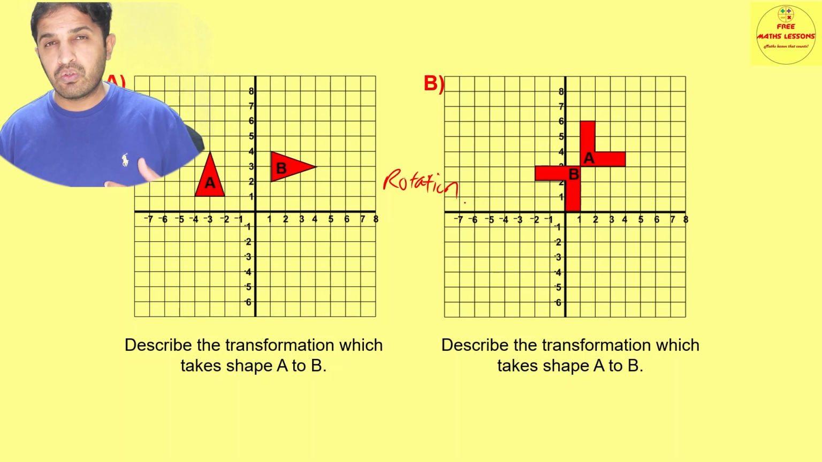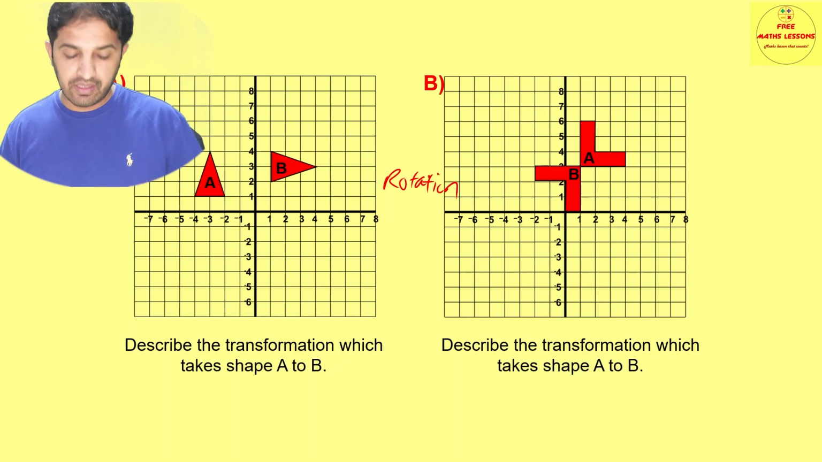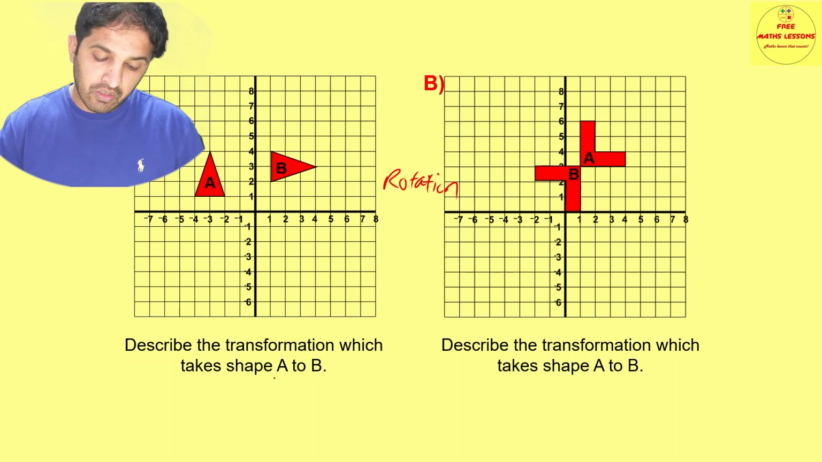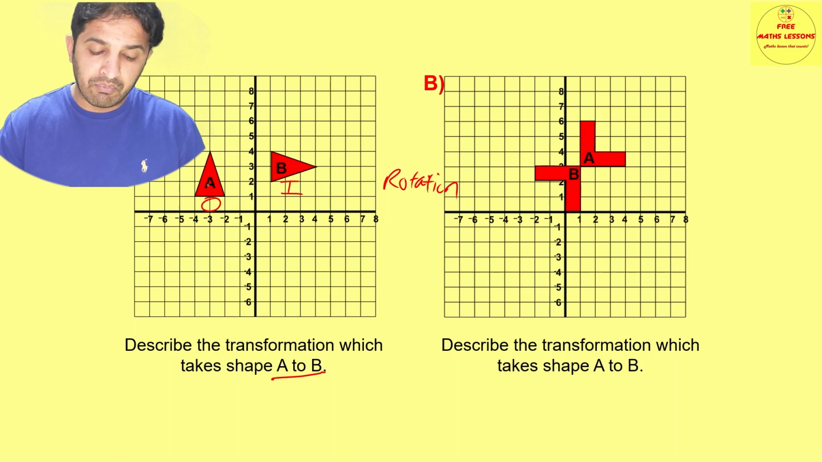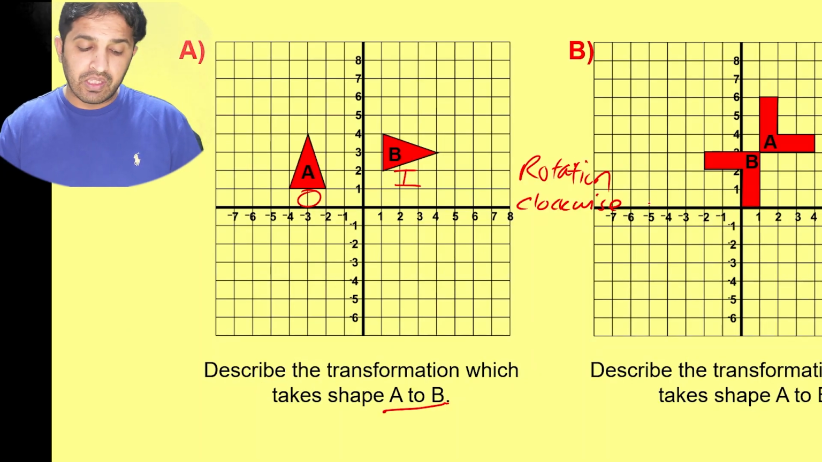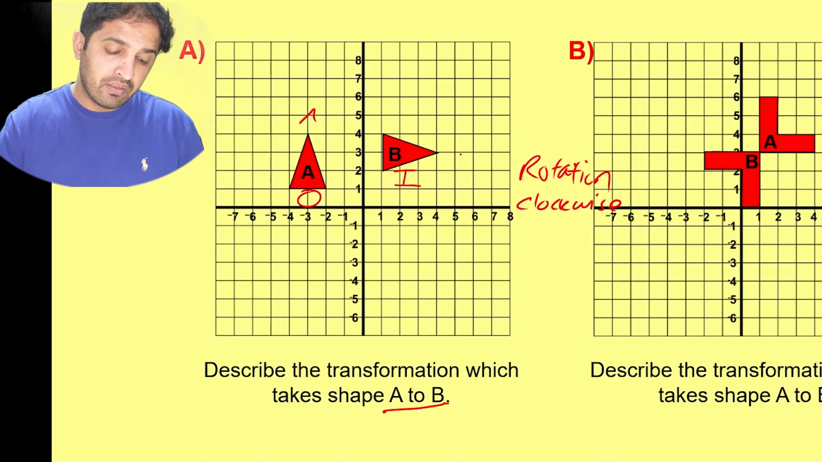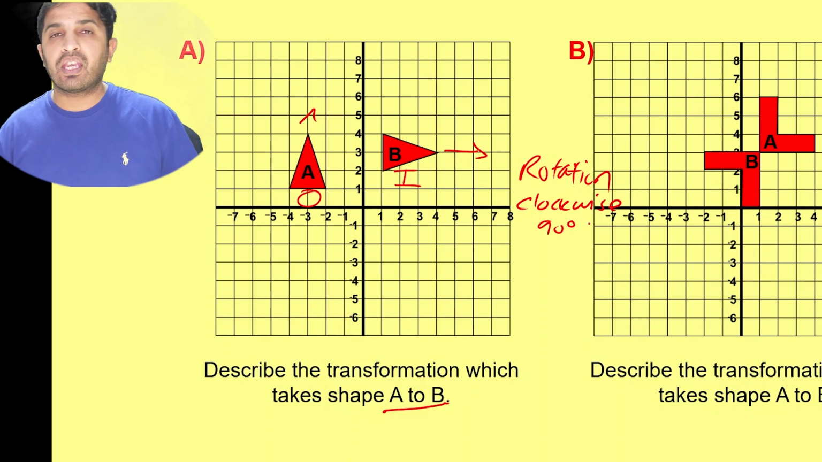Then once you know it's a rotation, you need to tell me the angle and the direction. You're going from A to B. A is your object and B is your image. If I go from A to B, I'm going clockwise. But how many degrees? That's pointing up the page, and that's pointing to the side of the page. So you're doing 90 degrees clockwise. That would get you your second mark. It's a rotation and you're turning it 90 degrees clockwise.